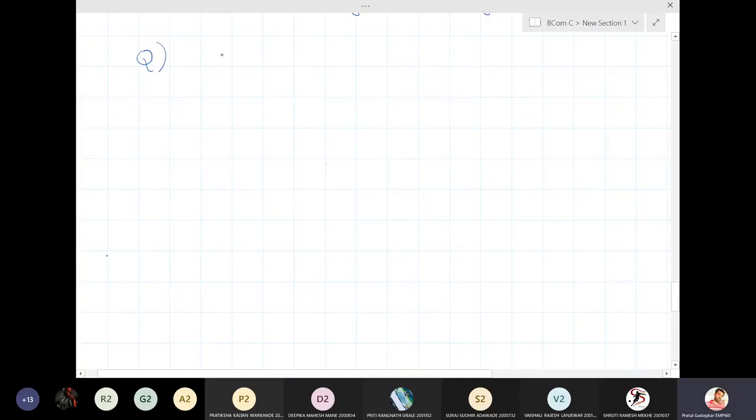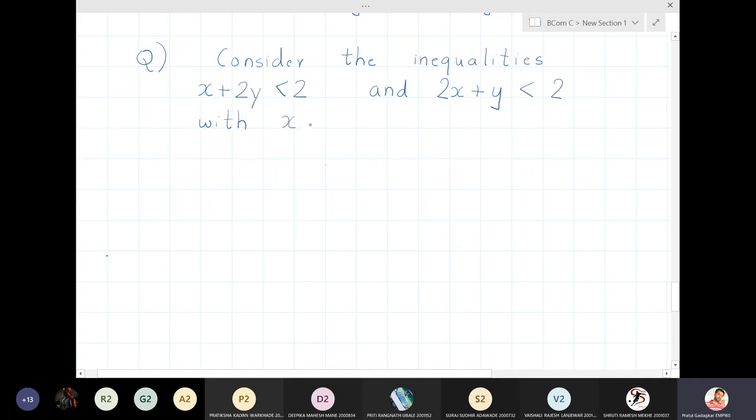So consider the inequalities x plus 2y equal to 2 and x plus 2y less than 2 and 2x plus y less than 2 with x greater than 0 and y greater than 0. Shade the common region. Solution.